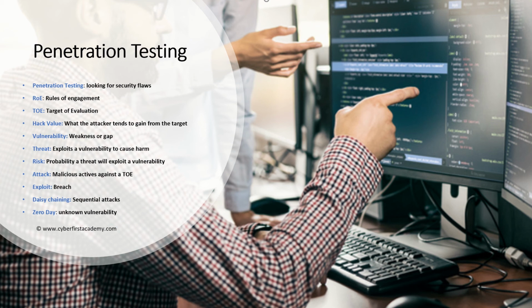Exploit. Exploit is basically a breach. When the system has been compromised, that's an exploit. Daisy chain. This is something that happens in a sequential order. So there's one phase. After that phase is completed, then the next, you know, it's like a domino effect.